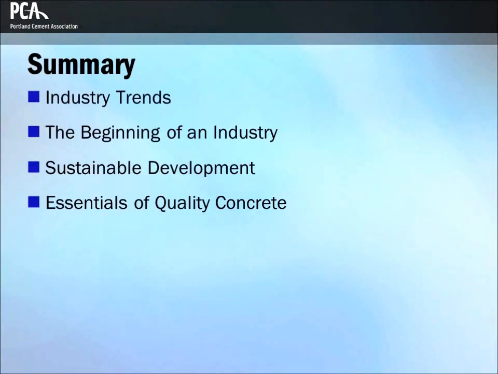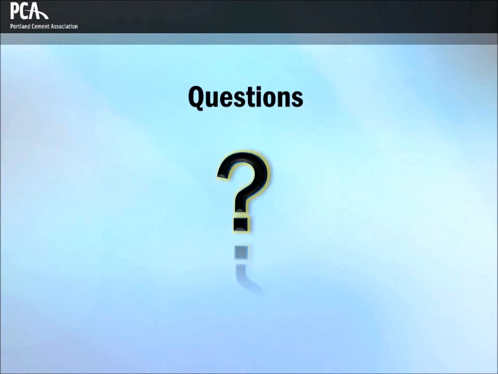In summary, this chapter covered industry trends, the history of cement and concrete, and provided a summary of sustainable development and an overview of the essentials of quality concrete, which are both covered in detail in the remaining chapters.